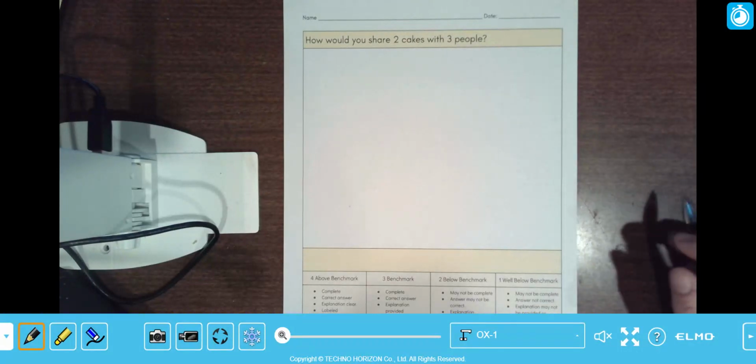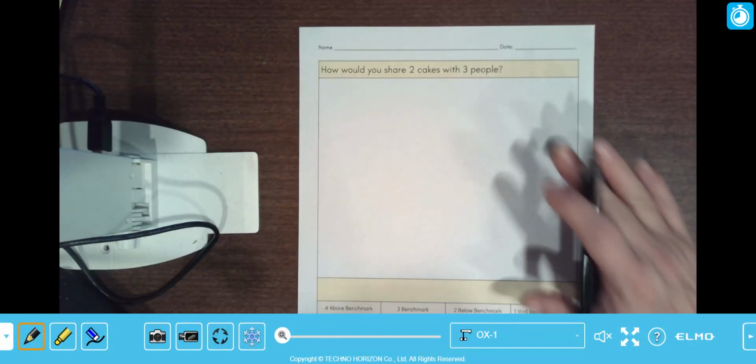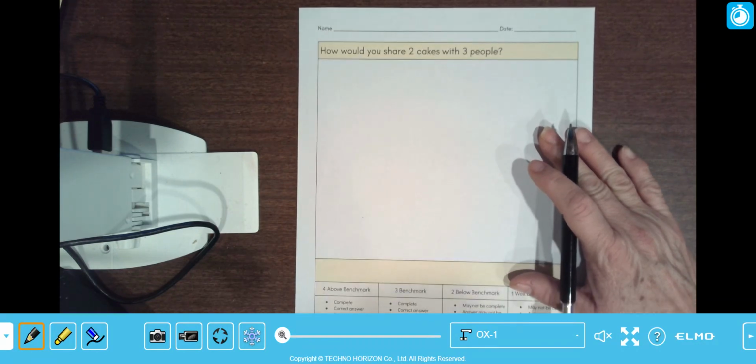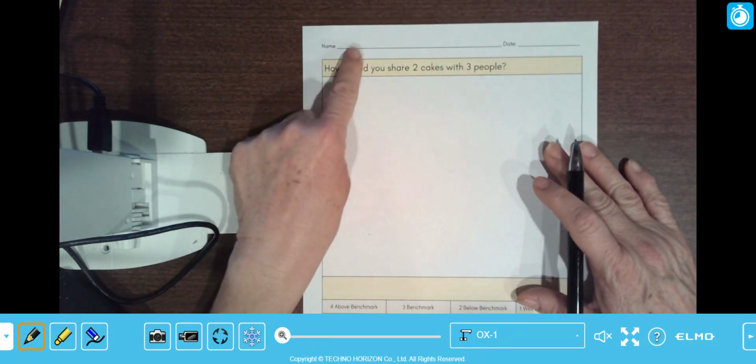Hello, it's Miss McCauley, your first grade teacher. So today we're going to be working on this word problem. And so write your name at the top.